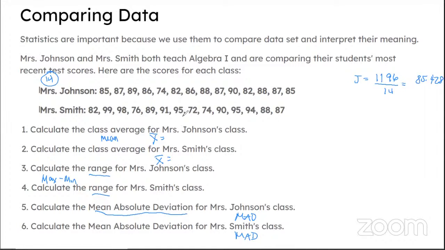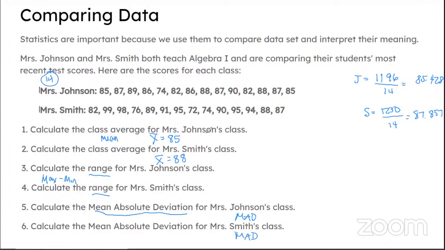So it doesn't tell me what to round to. I'm going to round to the nearest whole number, okay? Because that's usually when we give grades, we round to the nearest whole number. So 85. And now for Miss Smith, when I added all of the grades in her class up, I got 1,230, and I'm going to divide that by 14. And that gives me 87.857.